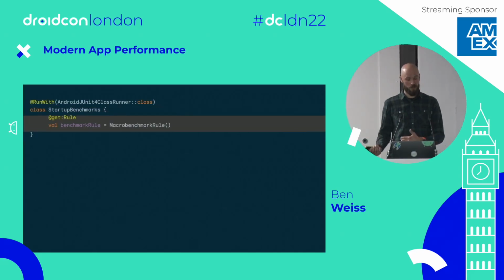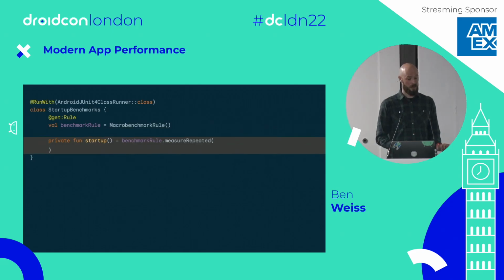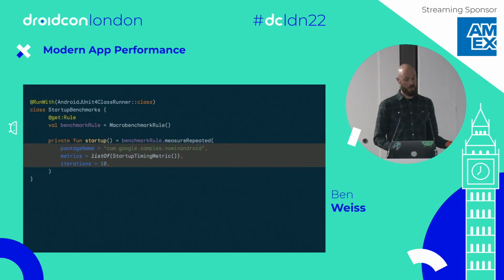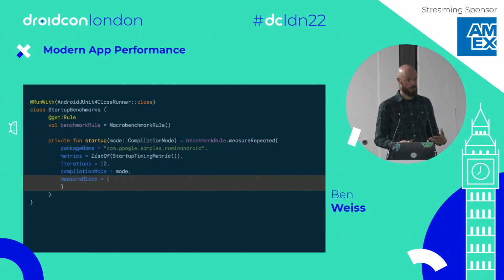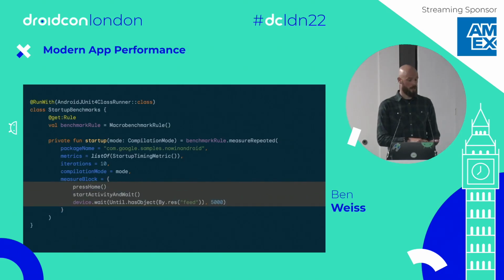We use the macro benchmark rule again, and we measure repeated. The startup metric, we say 10 runs can work for many apps. And then we say the compilation mode, which is the compilation mode where we want to have is either default or partial, which has the baseline profile enabled. And from there, we just say start, press home, and then we start the activity and wait until the feed is ready. So that will give us all the metrics that we need, again, for reports fully drawn that has been done.